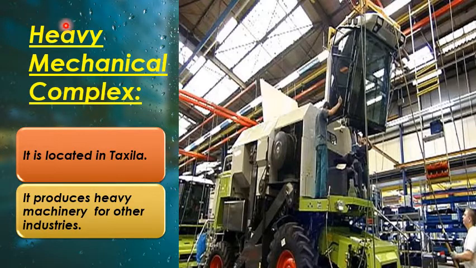Now here comes another heavy industry of Pakistan, and that is Heavy Mechanical Complex. It is located in Taxila, and Taxila is in Punjab. It produces heavy machinery for other industries. Okay, as the name indicates, Heavy Mechanical Complex means this is the industry which produces heavy machinery for other industries.